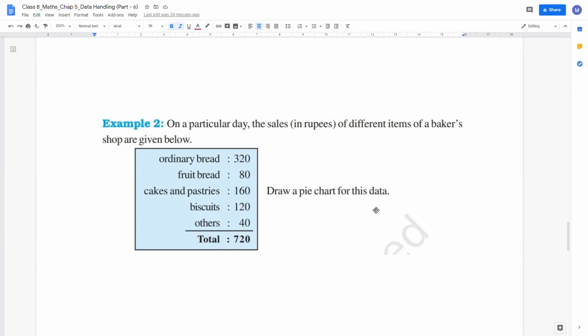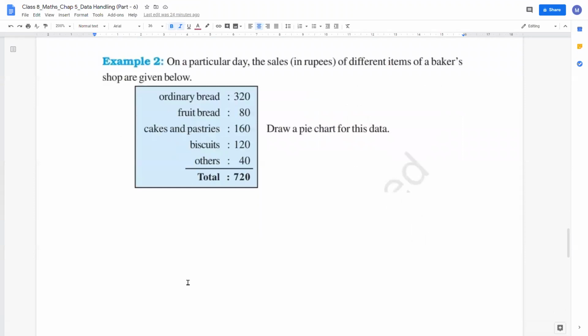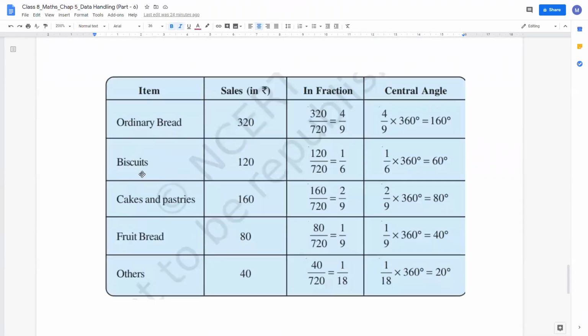We have to draw a pie chart for this data. So what is the first step? First, we have to prepare the table. In the first column, the name of the item: ordinary bread, biscuit, pastries, fruit bread, others. Second column, sales in rupees. These first two columns are given in the question. Now, as I told in the first question, we have to make two extra columns. Third column, the heading is fraction, and fourth column, the heading is central angle. Now we will calculate each piece of information separately.